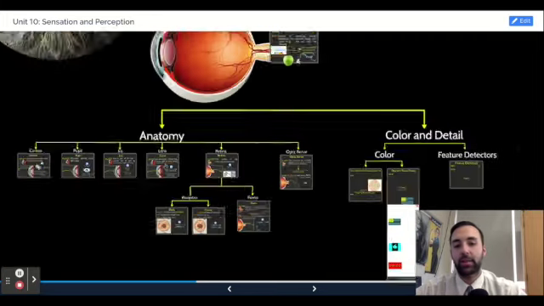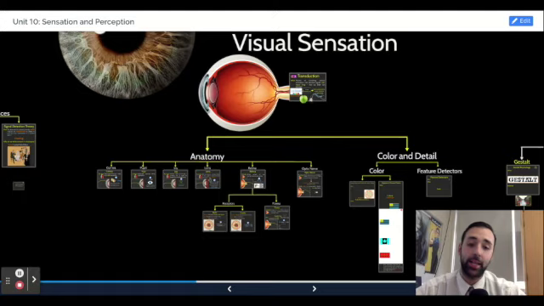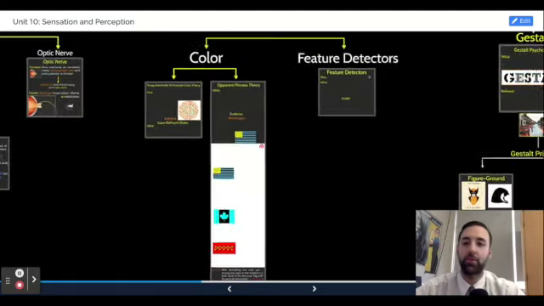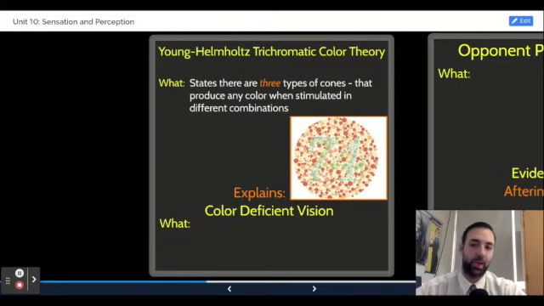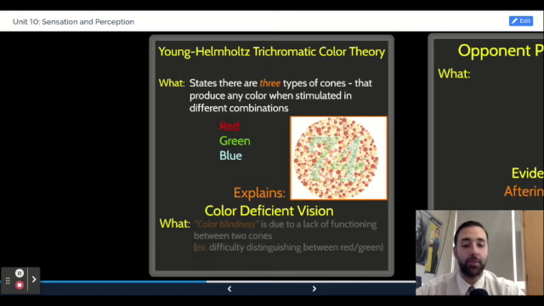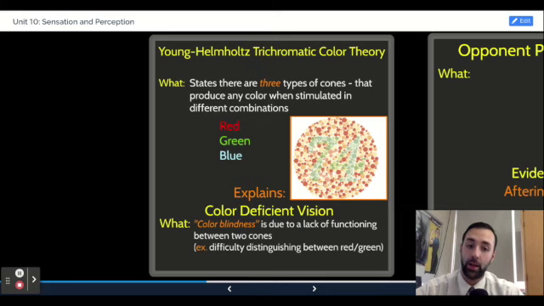The final part, though, of this essential task on vision and visual sensation is to talk about the color and detail. So these are exclusive to this portion of the essential task. These are sort of isolated from anatomy, but they are theories pertaining to why we detect color in the way that we do. The first leading theory is called the Young-Helmholtz trichromatic color theory. This can sometimes be called the trichromatic color theory as well, so be wary about that possible synonym.